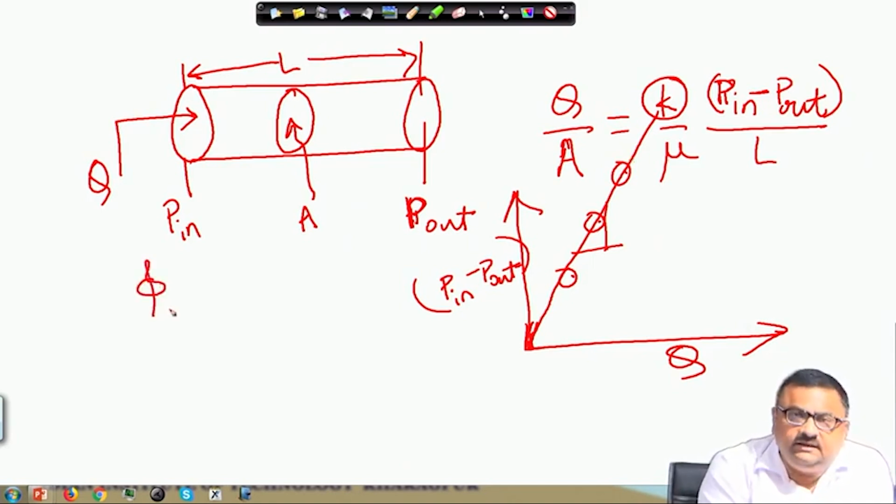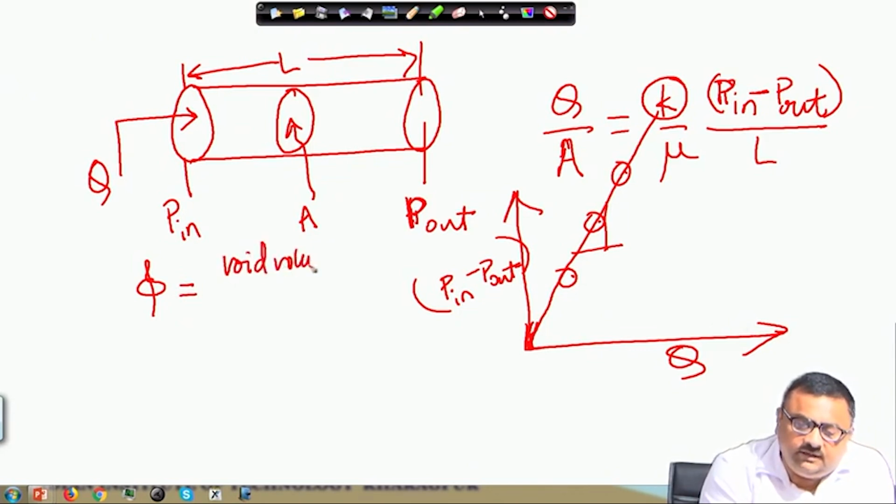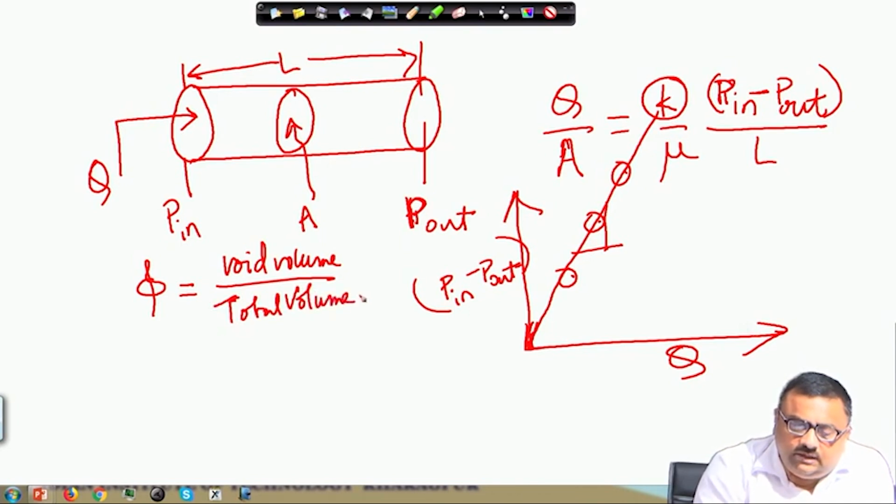The porosity, we said last time, is equal to the void volume divided by the total volume. Void volume divided by total volume. I can understand there is some amount of porosity inside, so how do we measure that porosity?